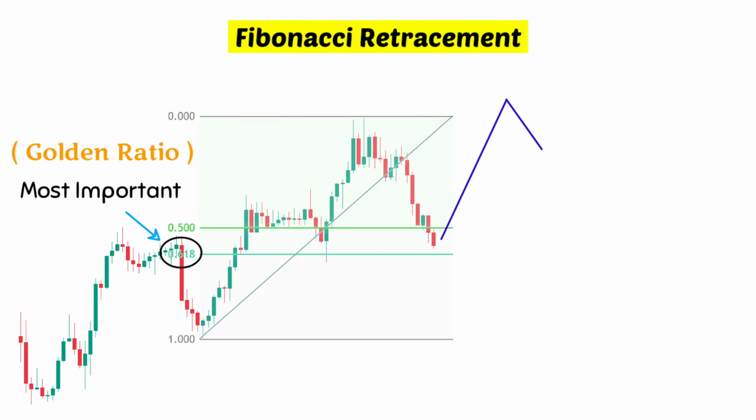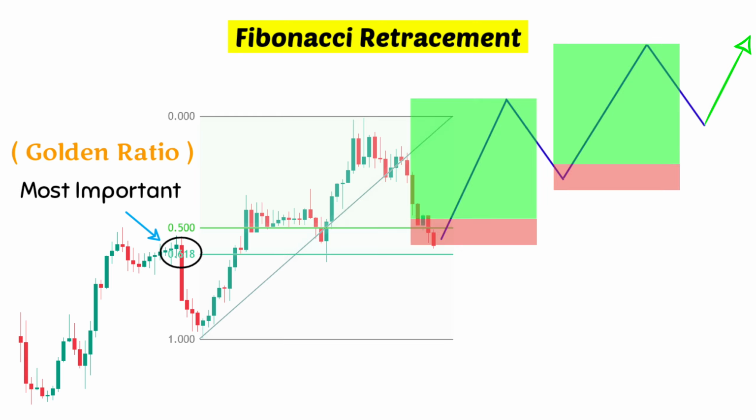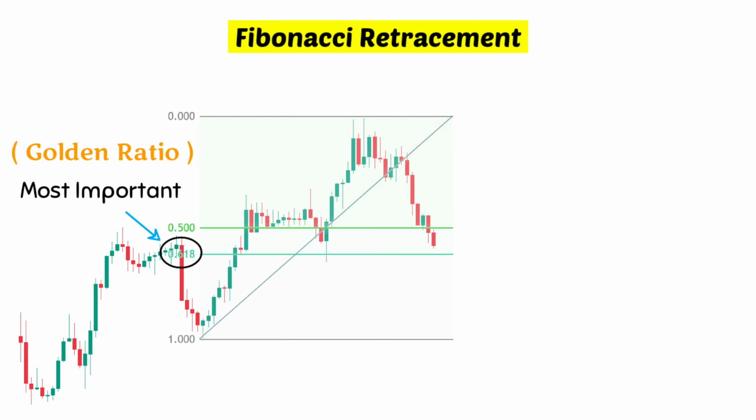It rallies, pulls back, rallies again, pulls back again, and continues this cycle. That's simply how market structure works. Professional traders take advantage of these pullbacks instead of chasing the price. When the price retraces into the area between the 0.5 and 0.618 levels, wait for additional confirmation.